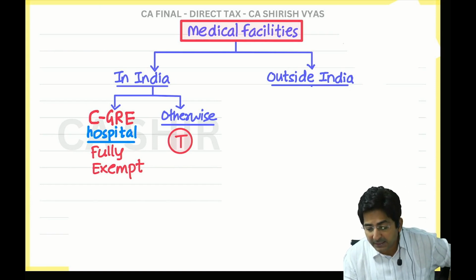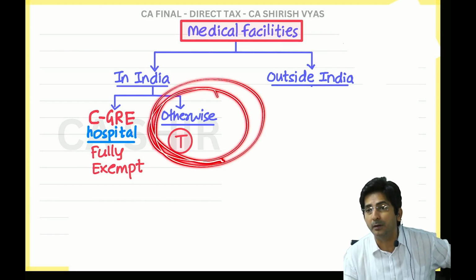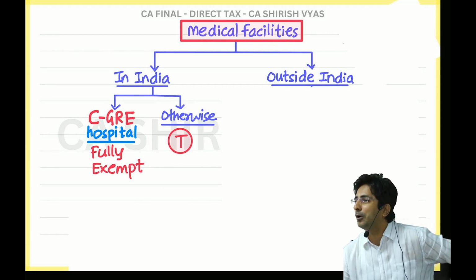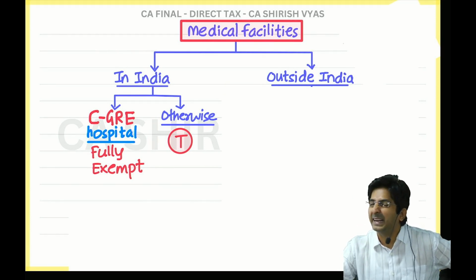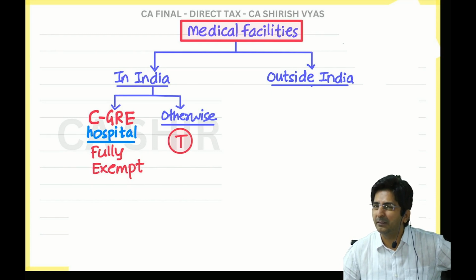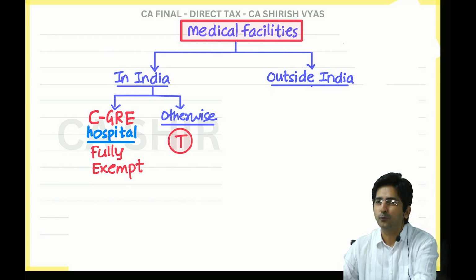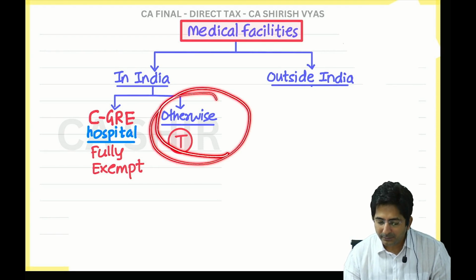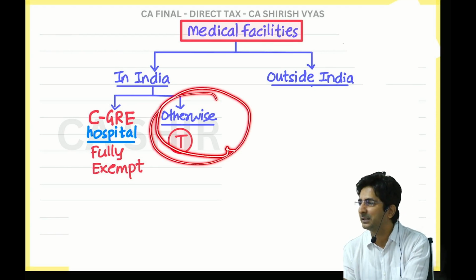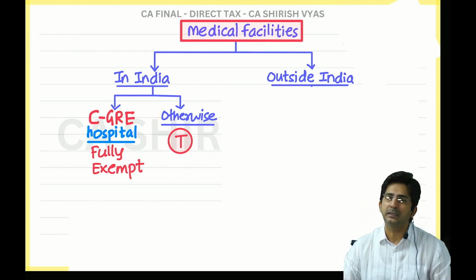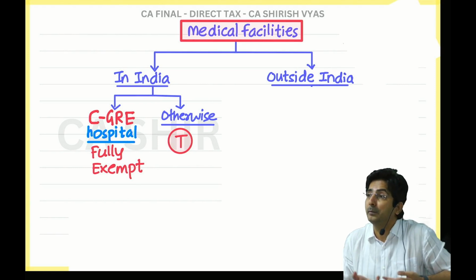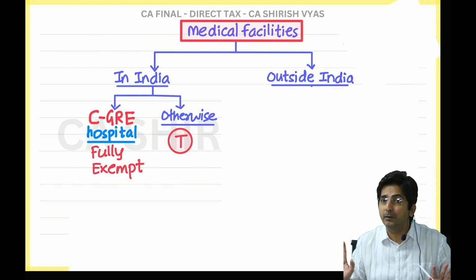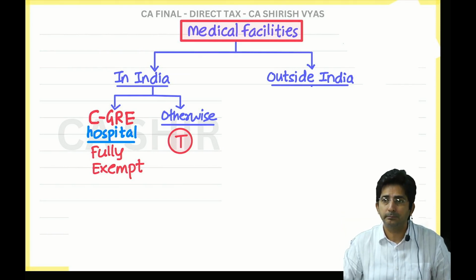But this otherwise situation is normal or abnormal? Tell me, in otherwise what situation comes? Treatment from a family doctor or some unrecognized hospital which has only a few beds, 4 beds, 6 beds, nursing home type. So this is not a serious illness. And if the illness is not serious, there also if the boss is giving the money, then it is too much. Then the income tax department will say it will be taxable.